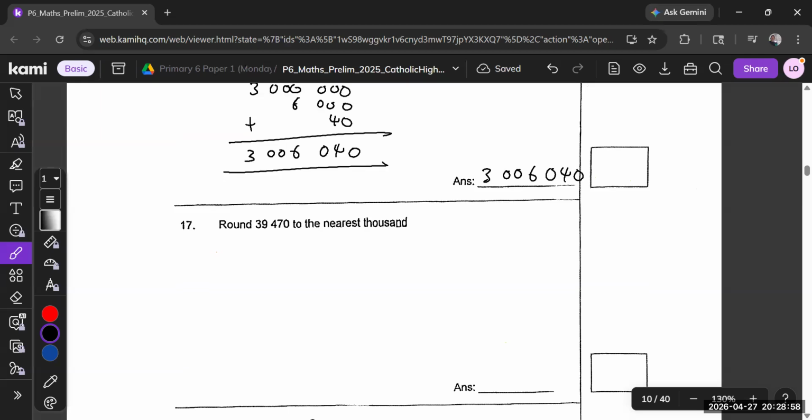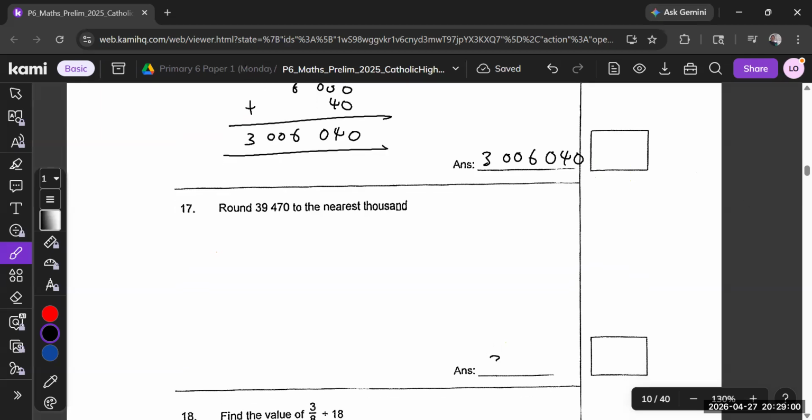Okay, next one. Question 17, 39,000. How do you round to the nearest thousand? You draw a line to show three digits, because thousands have three zeros. So there are three digits. Draw a line, and then look at the digit nearest on the right side. Is it round up or round down? Round down. Round down means you don't add anything. So it's still 39,000. Okay?